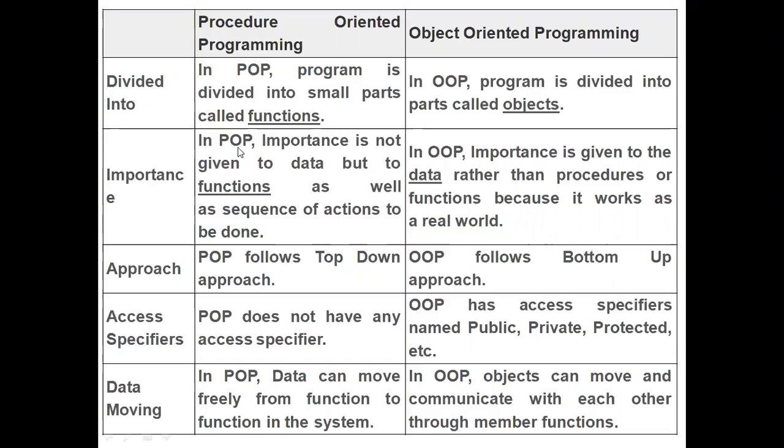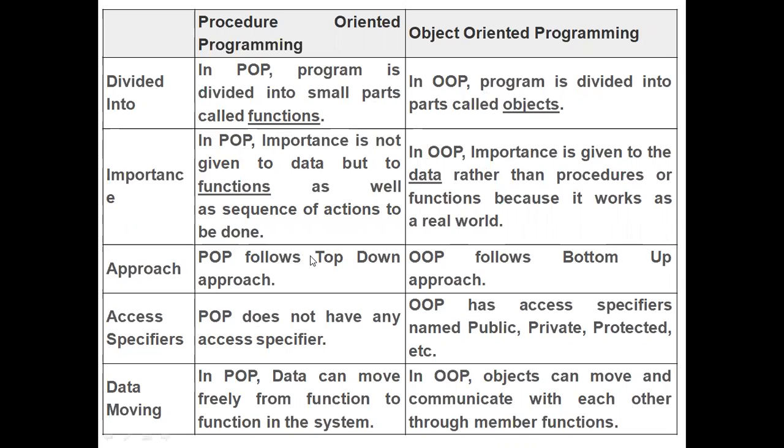What is the importance? These are the characteristics by which we are comparing. In procedure-oriented, importance is given to the functions, not to the data, a sequence of instructions. But in object-oriented programming, we are giving importance to the data, or to the object, not to the functions. In procedure-oriented, we are using functions, and in functions we use data. Here we are using objects, and inside the object we are using functions, which is very much related to the real world.